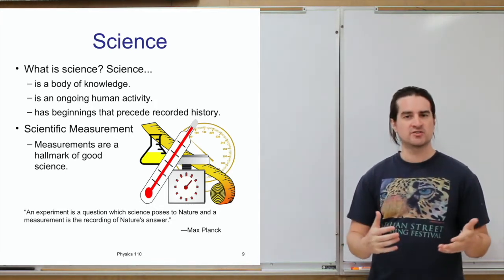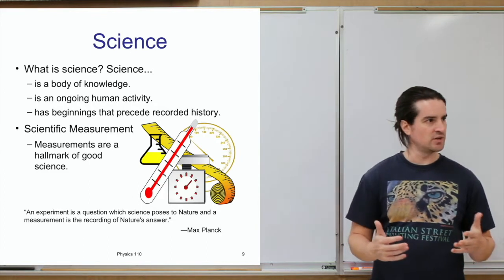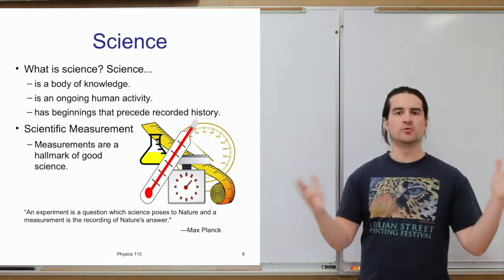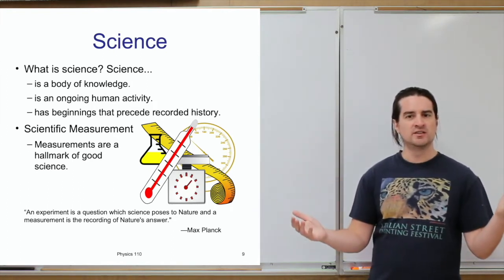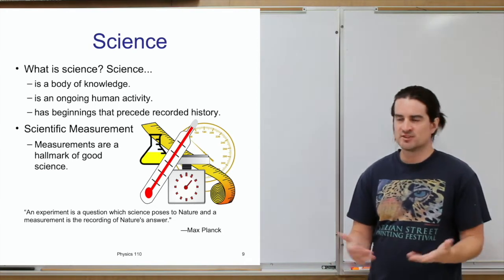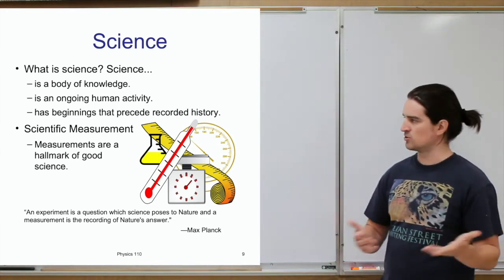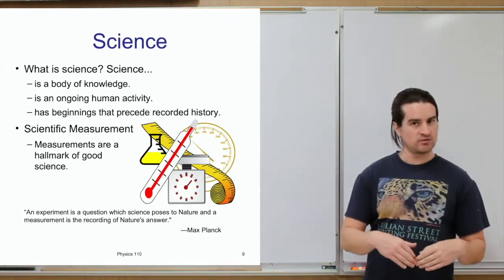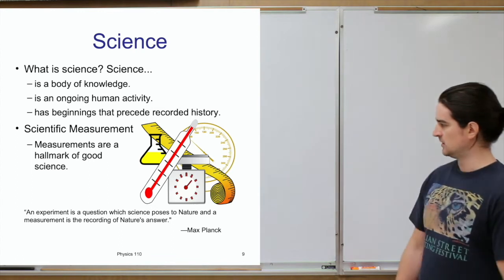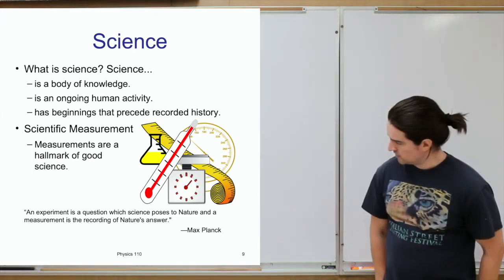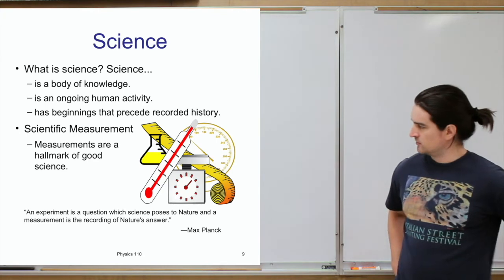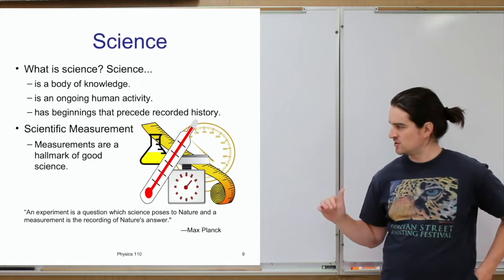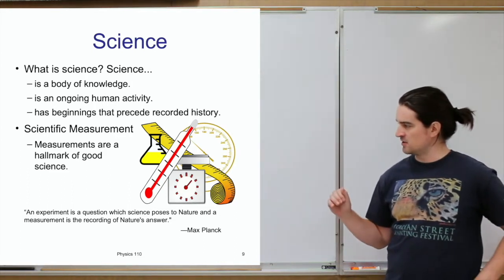I'd say the reason is mainly that science is concerned with how the world actually is. It doesn't matter if you make up the most beautiful theory there ever could have been. If it doesn't agree with what nature does, it's wrong. Who cares then, right? So you need to be able to measure things, to go out in the world and observe things and see that they can verify your theory or disprove it. And this is a nice quote from one of the founders of quantum physics, Max Planck, who said, an experiment is a question which science poses to nature, and a measurement is the recording of nature's answer.